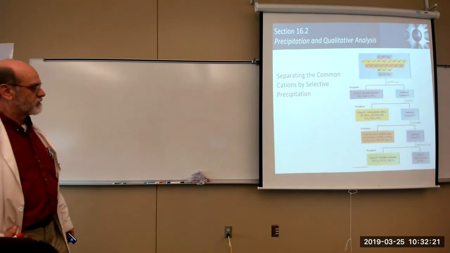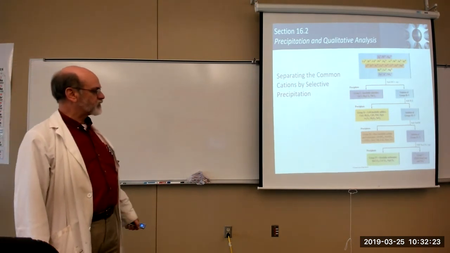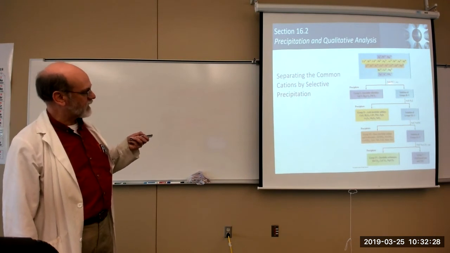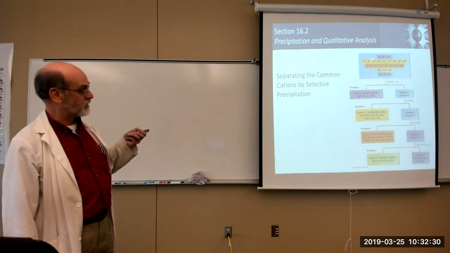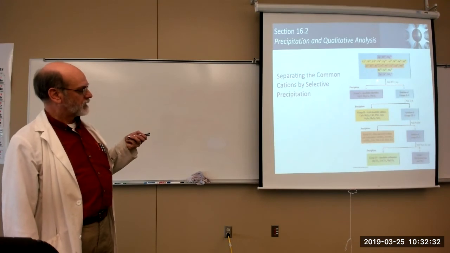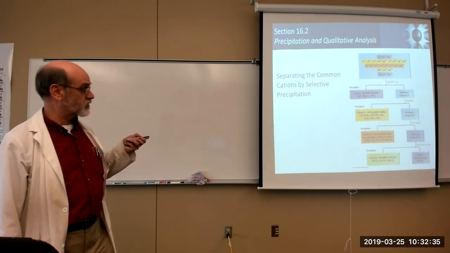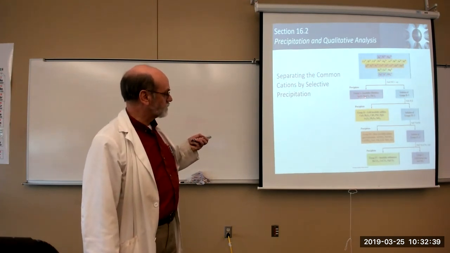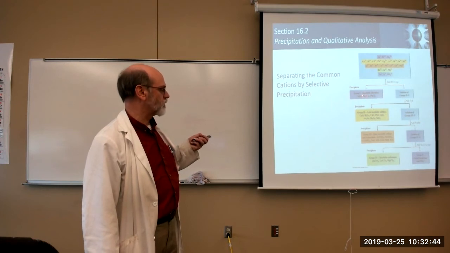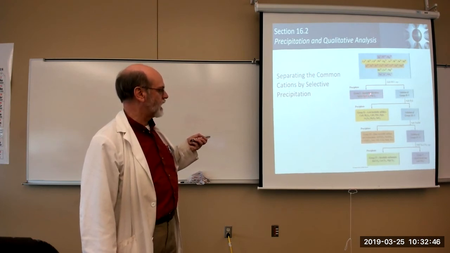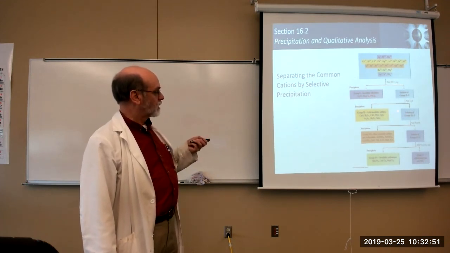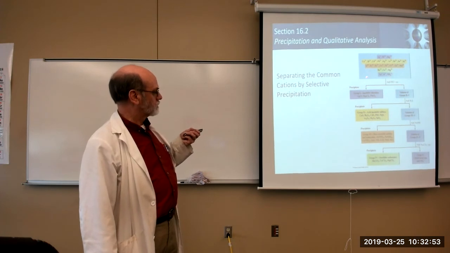Now this is what a selective precipitation looks like if you have this mix of cations. We've got lots of cations here. And this is typically what you would do. Add hydrochloric acid. That takes out silver, mercury 1, and lead 2. That's group 1.